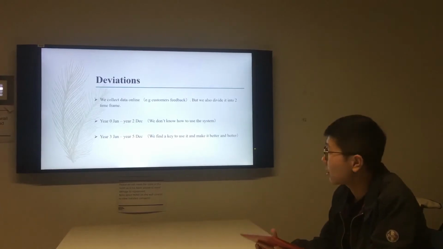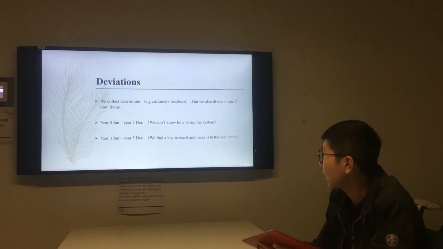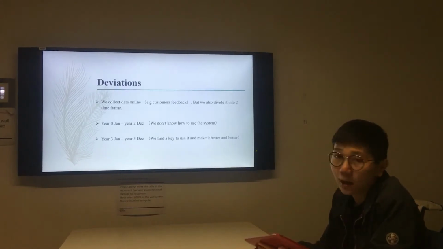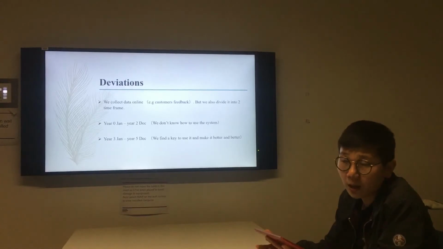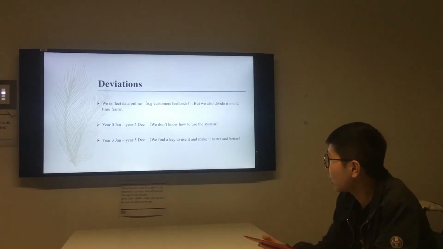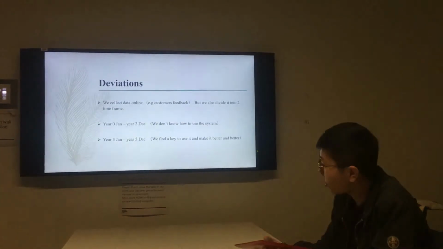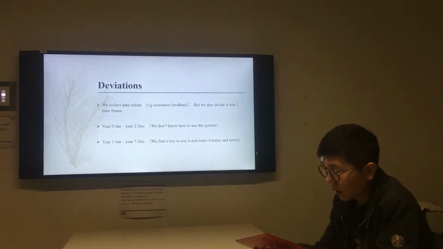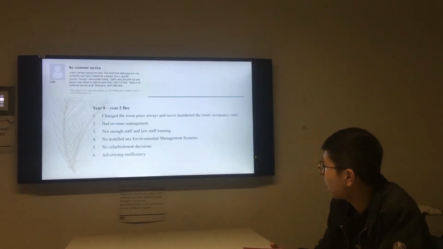And now it's turned to the deviation. We always collect our data, such as customer feedback, but we also divide it into 2 time frames. The first one is year 0, January to year 2, December, and the second is year 3, January to year 5, December. And now I will talk about the first period.